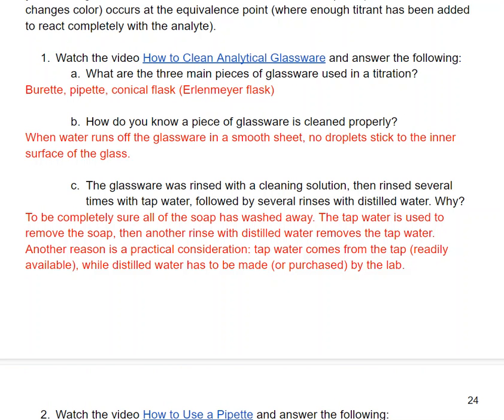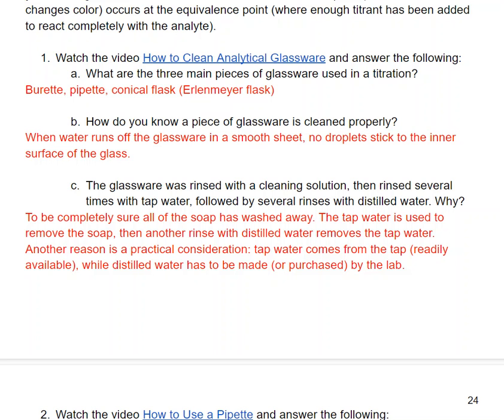The burette is a long skinny tube with very fine graduations on it, so we can measure the volume pretty precisely. And the pipette is a piece of glassware that only measures one volume. So it measures that volume very accurately. We use that to measure out the amount of analyte that we're going to react. And the conical flask or Erlenmeyer flask, that shape allows you to swirl the solution inside without risk of it flying out the top of, say, a beaker or something like that.